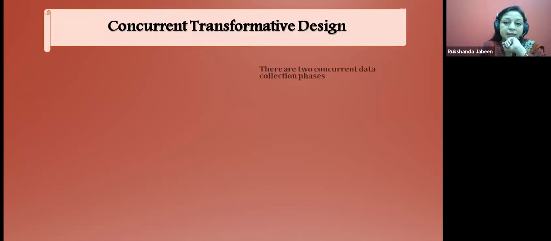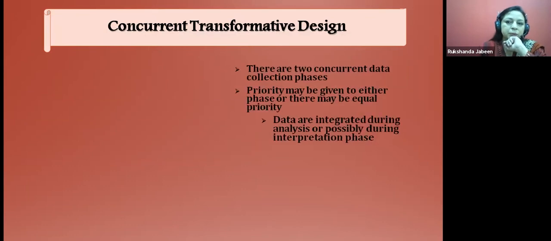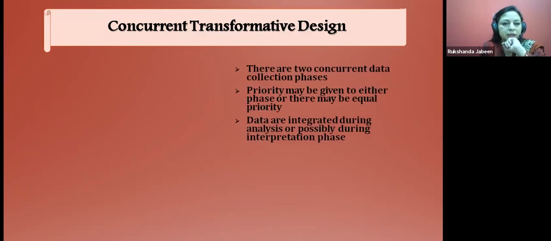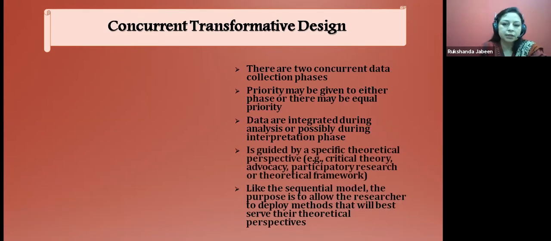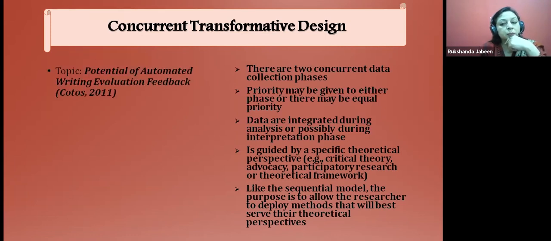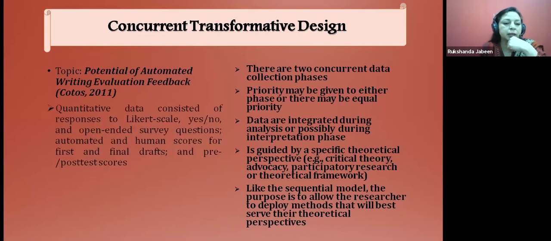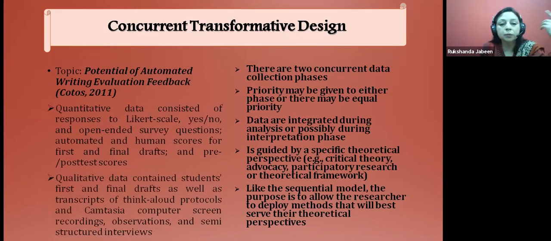Okay. Look at the example. There are two concurrent data collection cases. When we say concurrent, it means they are converging. They are being collected simultaneously, and then the data are integrated during analysis or possibly during the interpretation phase. Now, this study was conducted by Cordos in 2011, and it wanted to find out the potential of automated writing evaluation.